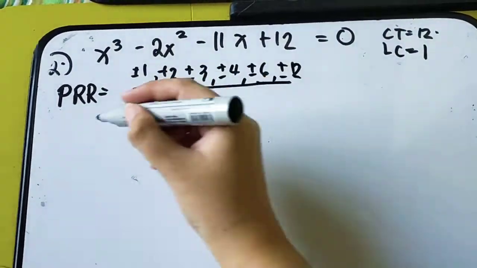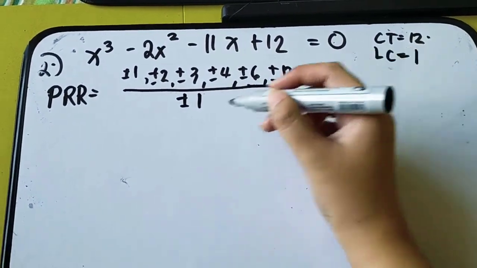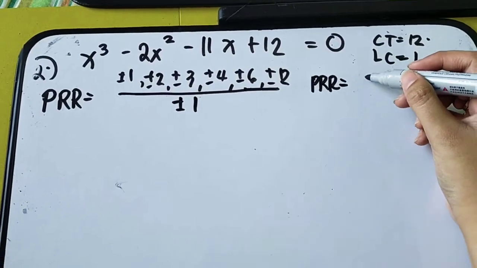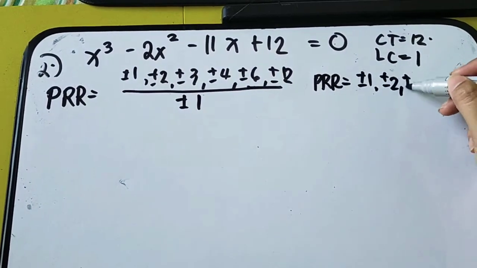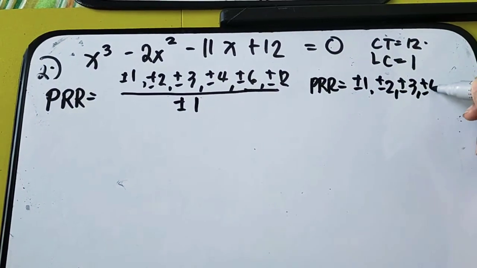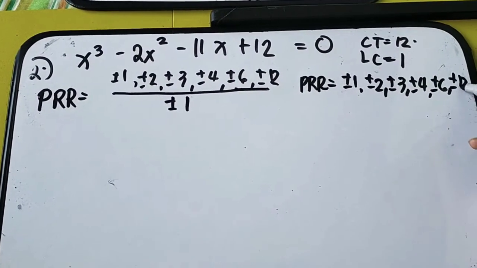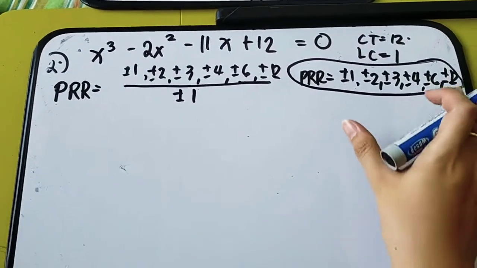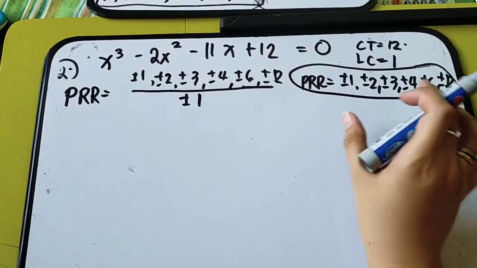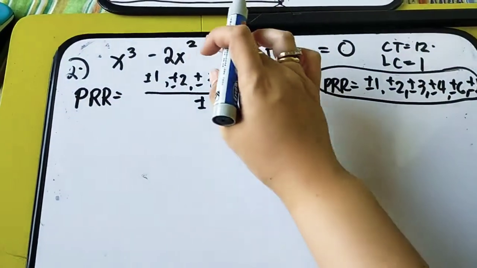Then, divide lang natin. So, ang ating possible rational roots sa kanila ay positive, negative 1, 2, 3, 4, 6, and 12. So, ito yung mga possible rational zeros. 4 dyan ang roots nito. Is it clear? 4 dyan ang roots nito.